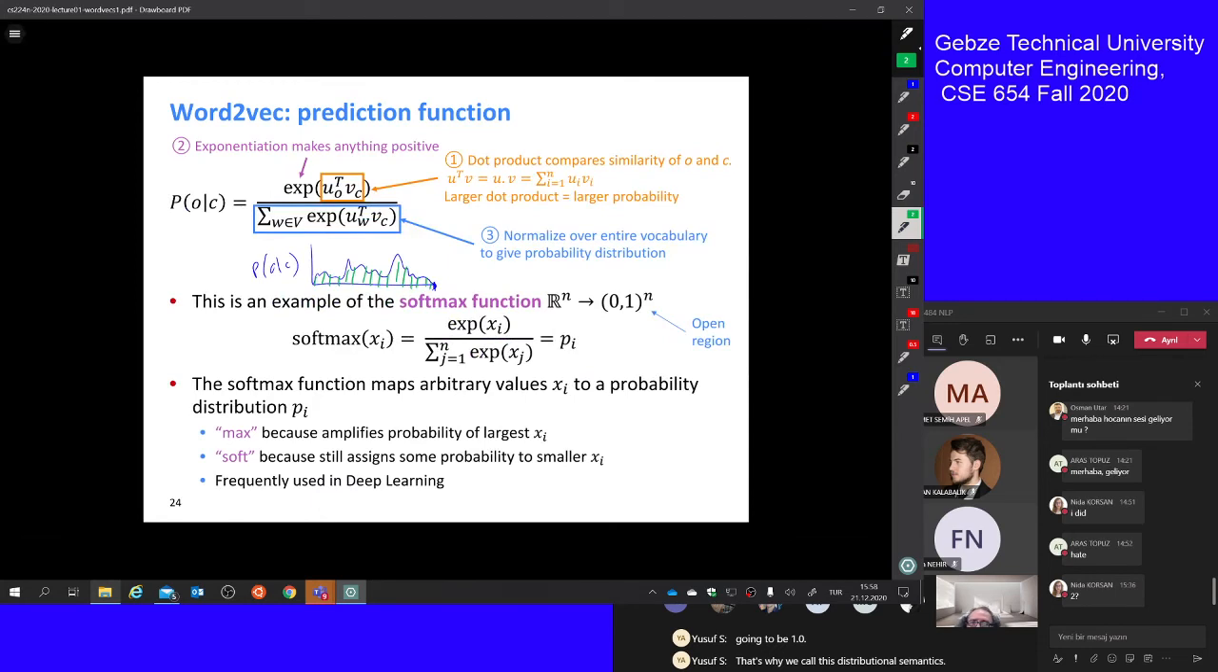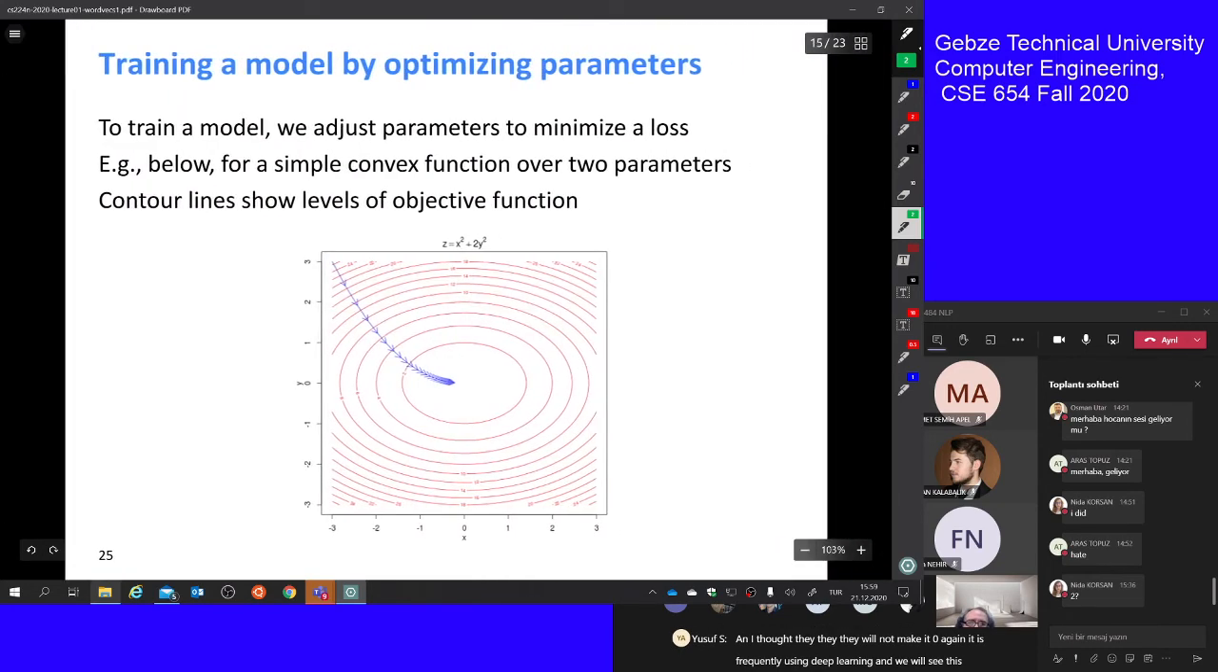So this is an example of the softmax function. Max because it amplifies the probability of the largest xi. Soft because it still assigns some probability to smaller xi, whatever it is, I will assign something to it, because it is composed of multiplying two vectors, and those vectors are not zero, and they will not make it zero. Again, it is frequently used in deep learning, and we will see this over and over again.